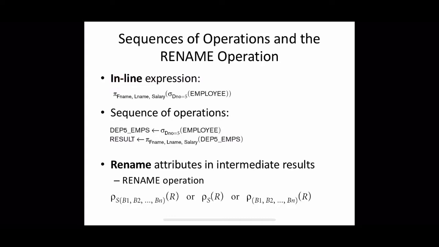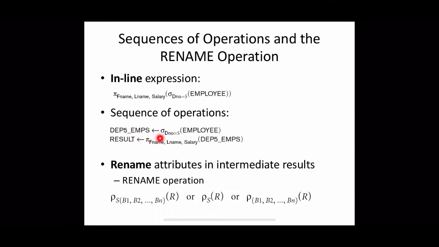For example, suppose we have a query to select all the employees from department 5 and project their first name, last name and salary alone. So we have to perform two different operations. First we select only the employees belonging to department 5 and then project their first name, last name and salary. How do we perform this? The first method is combining these two operations into one expression, called an inline expression. The second method is performing one operation at a time.